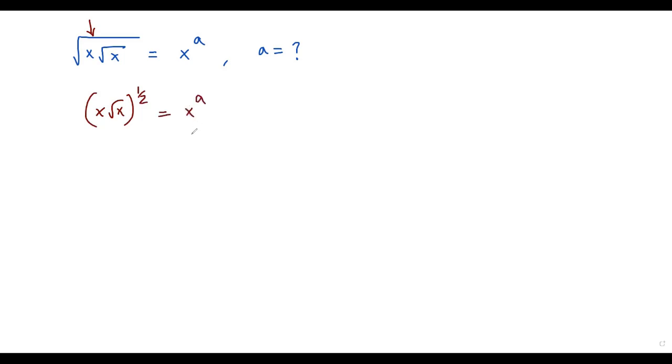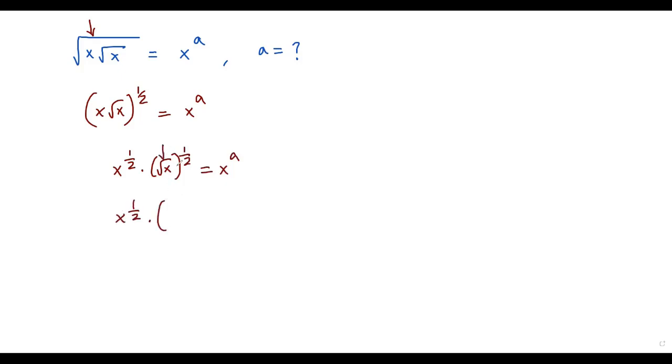Equals x to the 8th power. So here, inside the parentheses, two quantities are multiplied and we have a common exponent. Whenever two quantities are multiplied and we have a common exponent, the exponent can be distributed to each quantity and multiplied. So then I'll be getting x to the power 1/2 times the square root of x to the power of 1/2 equals x to the power a.